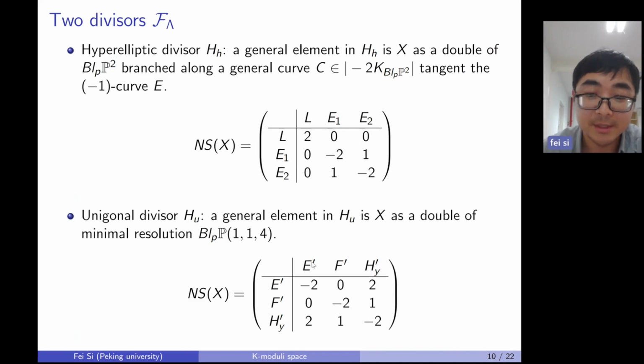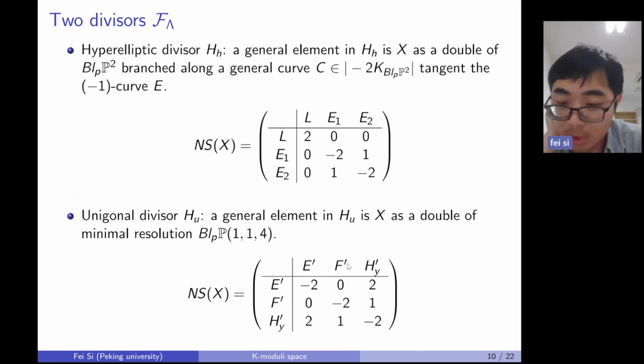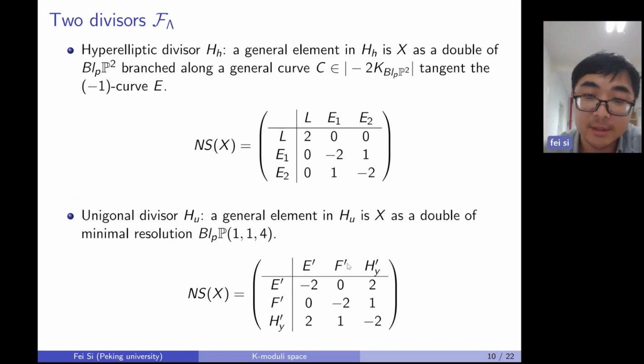Here, E prime is just the proper transform of your exceptional divisor over P, and F prime is just the proper transform of the exceptional curve at the quotient singularity, and H_y prime is a proper transform of the line defined by the coordinate y equal to 0.